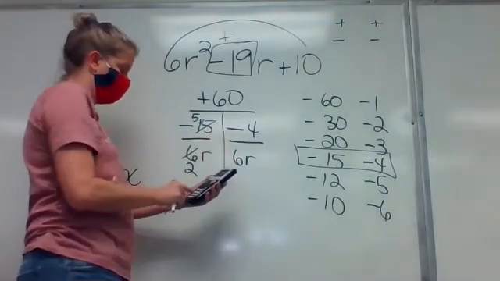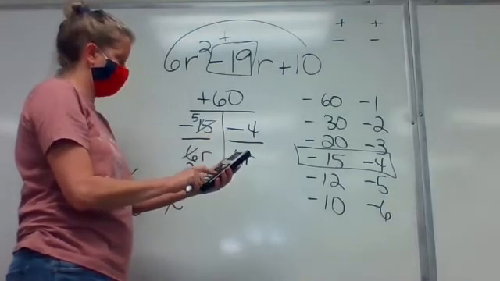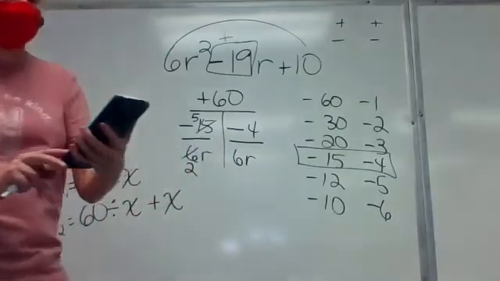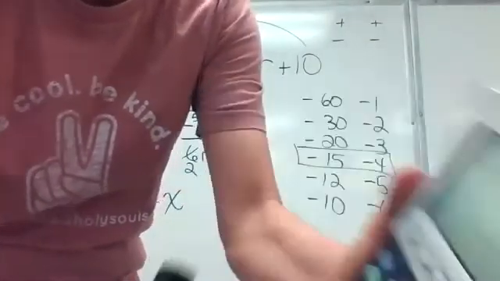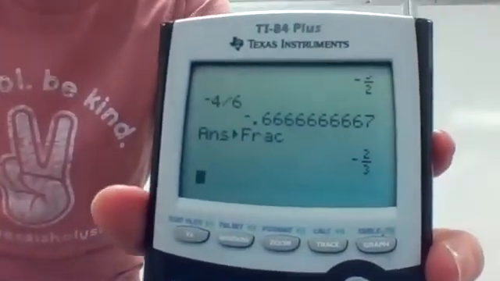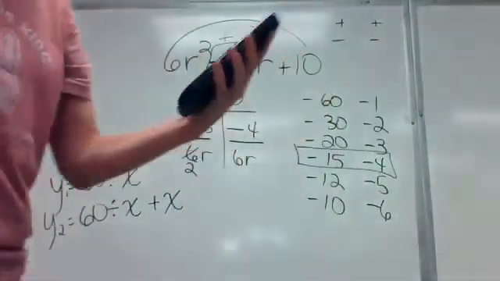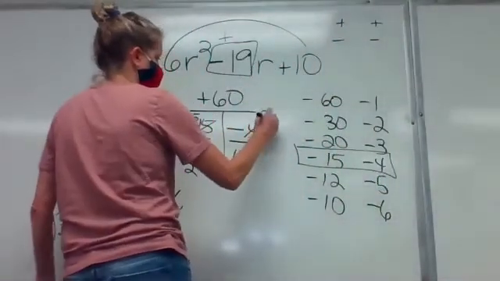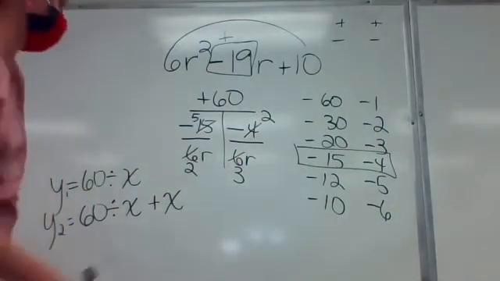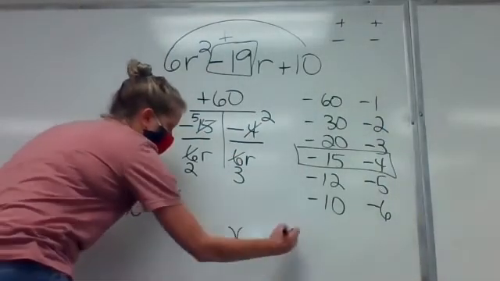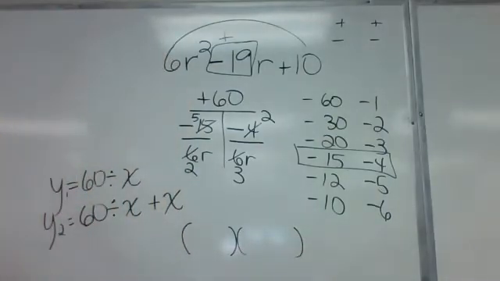Then you're going to do negative 4, because I need to reduce it too. Negative 4 divided by 6, which gives you another decimal. So math enter that decimal to reduce that fraction to negative 2/3. That is where your answer comes from.